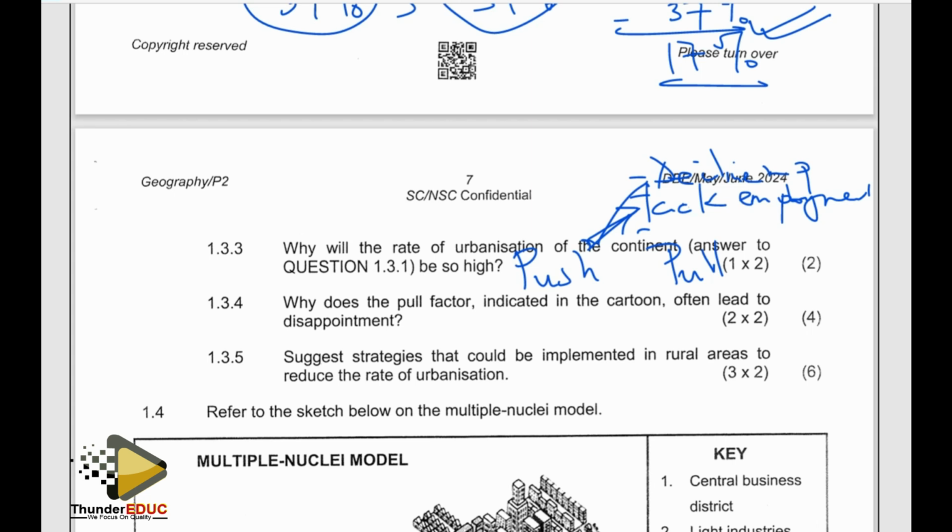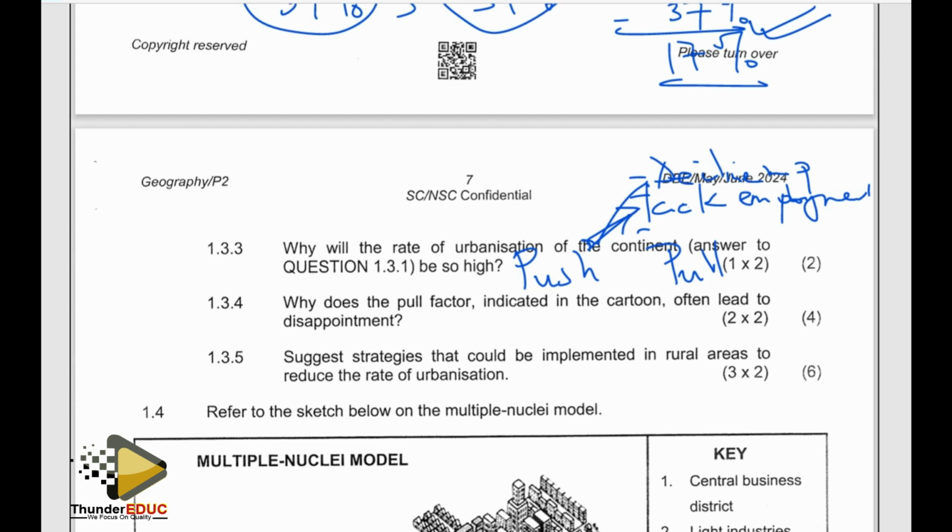So there are so many that you can mention on the side of the push factors. Or you can talk of poor infrastructure in the rural areas, poor service provision, lack of housing. All those are factors that you can mention on the side of the push factors, which will force people to want to go to urban areas.